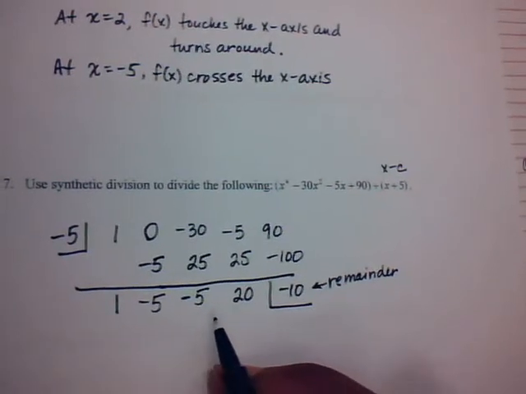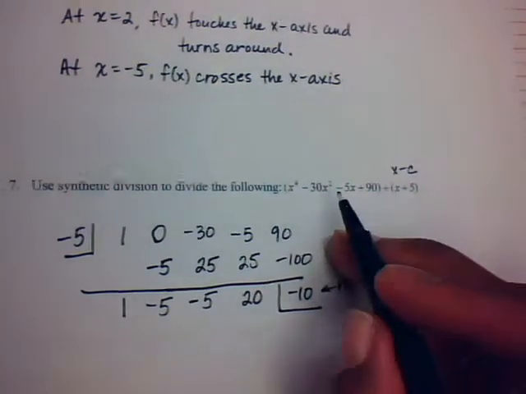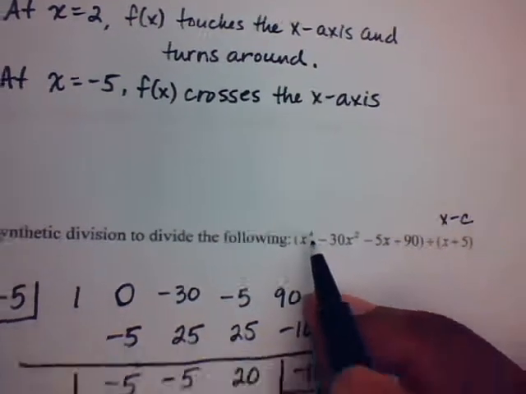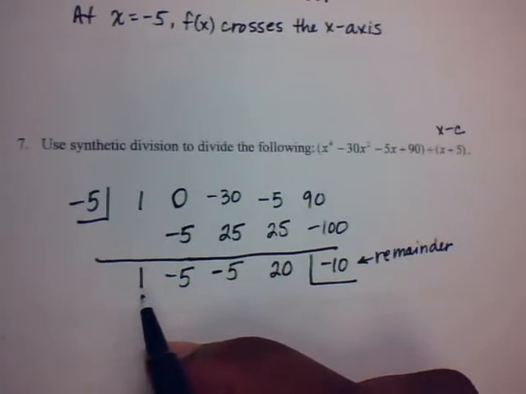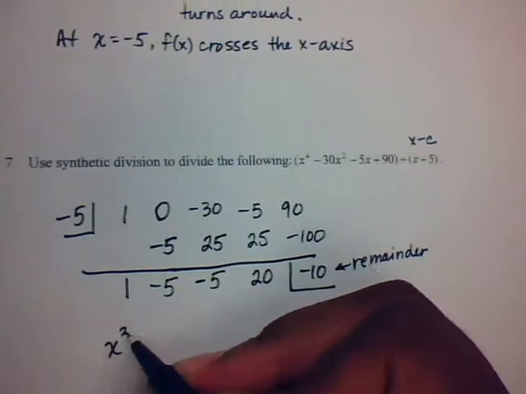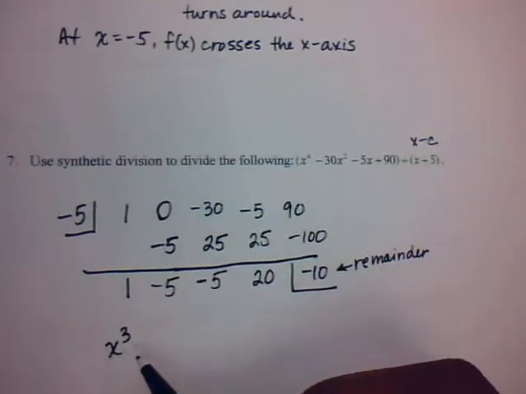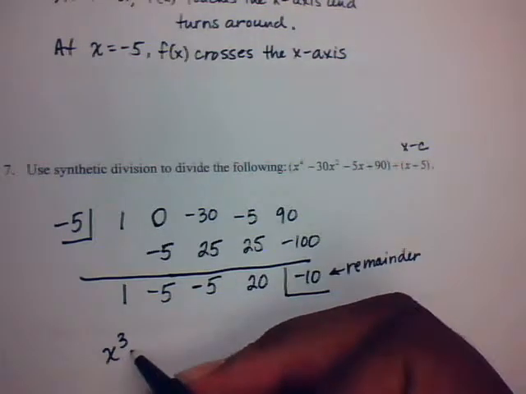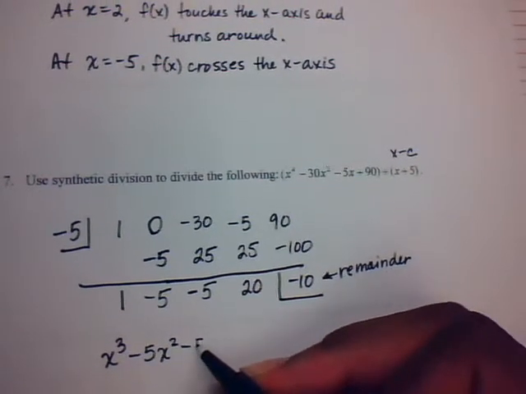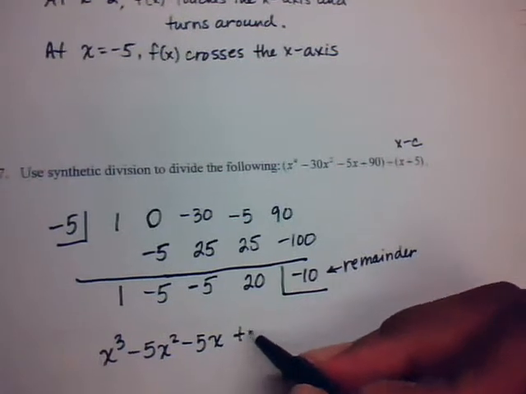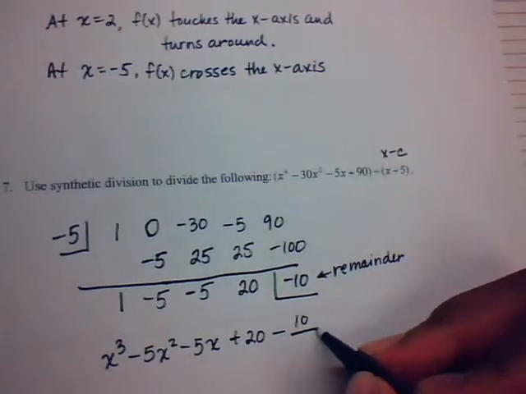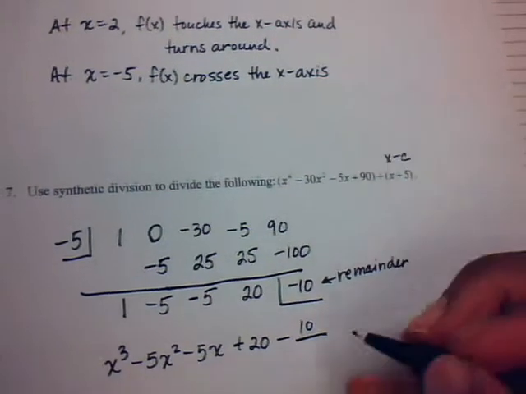That quotient is always one exponent less than the highest exponent of our dividend. Here our dividend was x to the 4th. So that means that this quotient will start off as x to the 3rd. So 1 will be the coefficient of x to the 3rd. Minus 5 will be the coefficient of x squared. Another minus 5, that's going to be the coefficient of x, plus 20. And then our remainder will be minus 10 over the divisor of x plus 5.